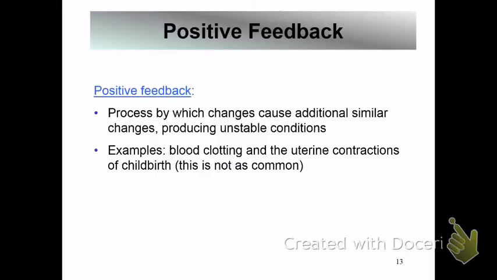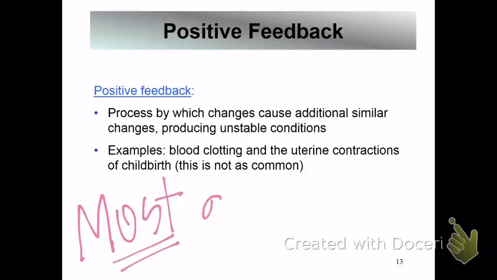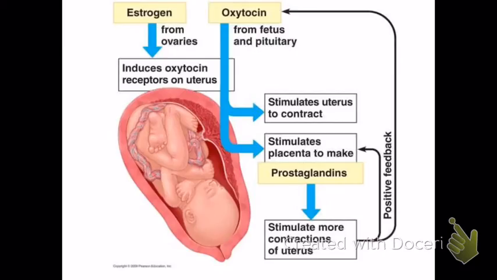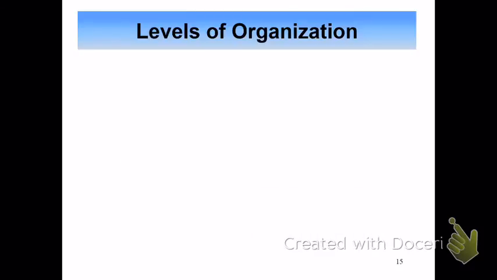But write this in for me. Most body mechanisms are negative feedback, right? I can only think of 3 that are positive feedback. Most are negative. Most are negative. That's on the test. And there's a picture of the baby, and the uterus, and the oxytocin. So pause and look at that for a second.